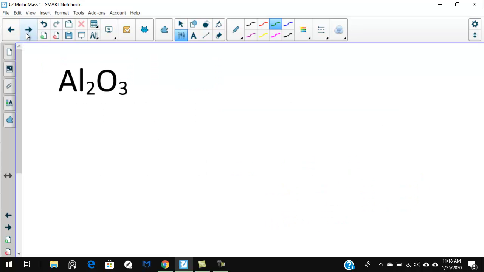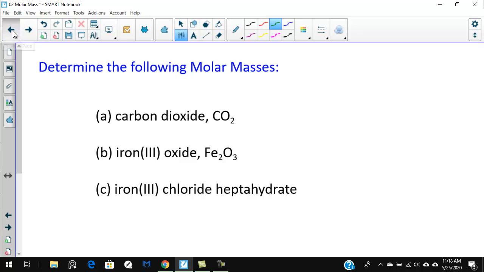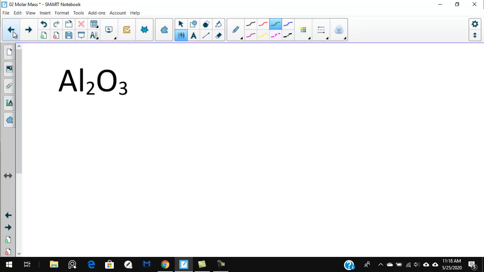I'll give you one more example. Let's try this one, Al2O3. So again, pause your video, give it a try, and then come back and check your answer. Okay, and let's give this a try. So again, we can write this one out. So the molar mass would equal, we would have to have 2 aluminums plus this time 3 oxygens.